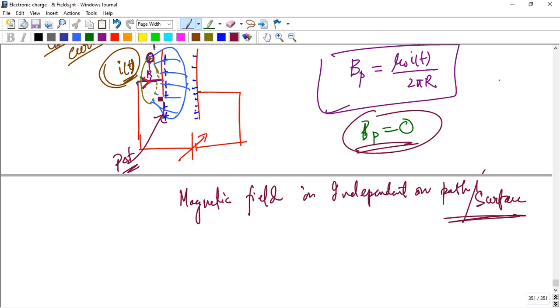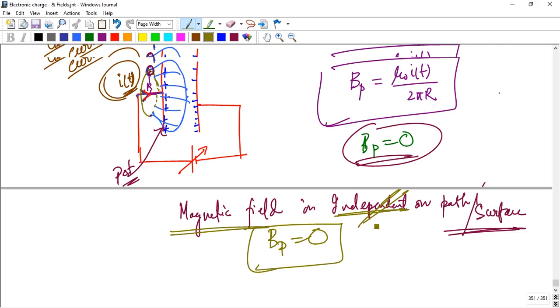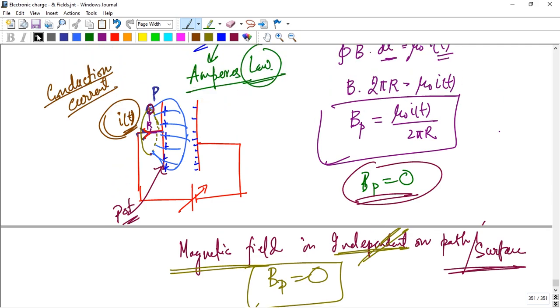But you see that with an Amperian loop, when you choose a pot-like surface, the magnetic field B at point P is 0. So there is a dependence here; it is not independent. That inconsistency was recovered by Maxwell. Maxwell proposed that there is some electric field in that direction, and this electric field only depends on the charge, the amount of charge.